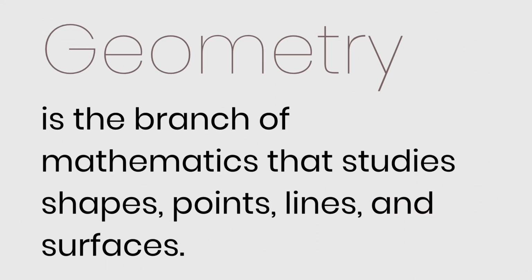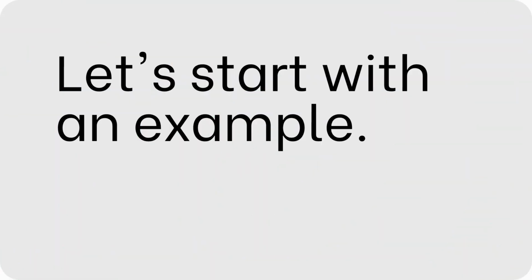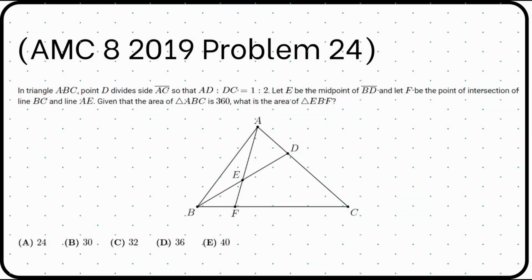Geometry is the branch of mathematics that studies shapes, points, lines, and surfaces. Let's start with an example. In triangle ABC, point D divides side AC so that the ratio of AD to DC is 1 to 2.